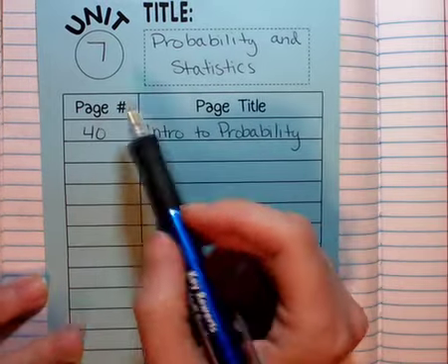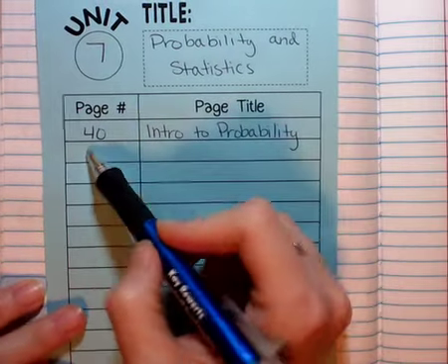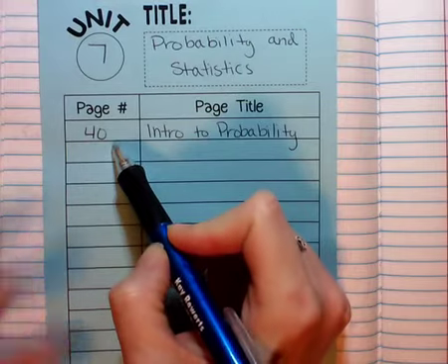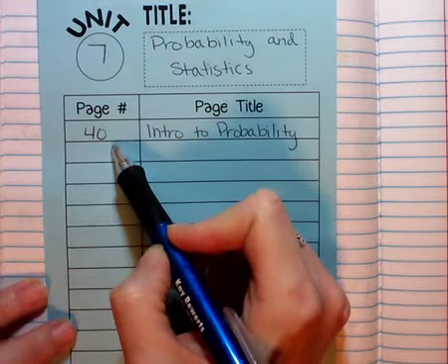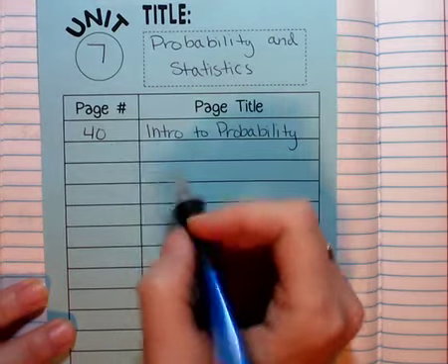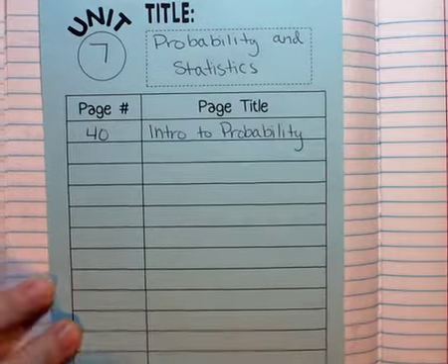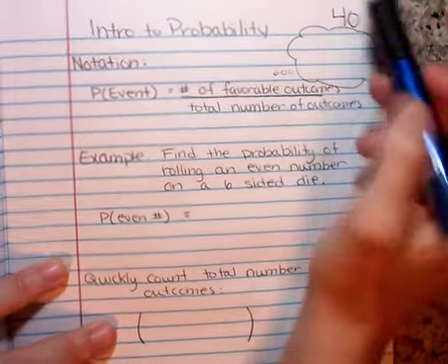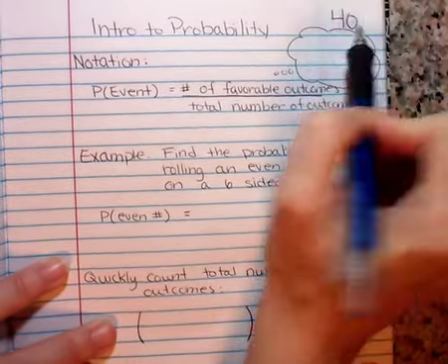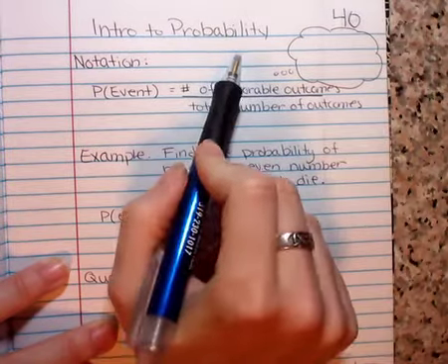All right, this set of notes, we're going to start on page 40. Even if that's not the page you ended on, let's go ahead and start this semester fresh with page 40 and title this page as Intro to Probability. So remember that you need to be adding page numbers and titles to each of your pages.